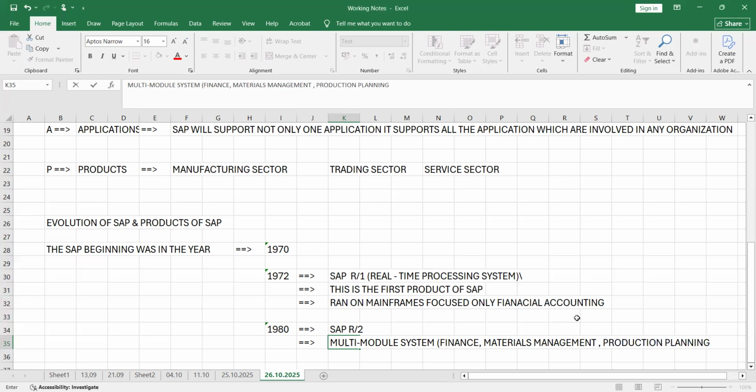In the year 1980, earlier it used to support only one module, that is financial accounting. But in 1980 they came up with R2. This is multi-module. What is R2? Here also R stands for real time. I'll tell you what 1 and 2 mean in later sessions. Multi-module means it supported not only finance, but also materials management, production and planning.